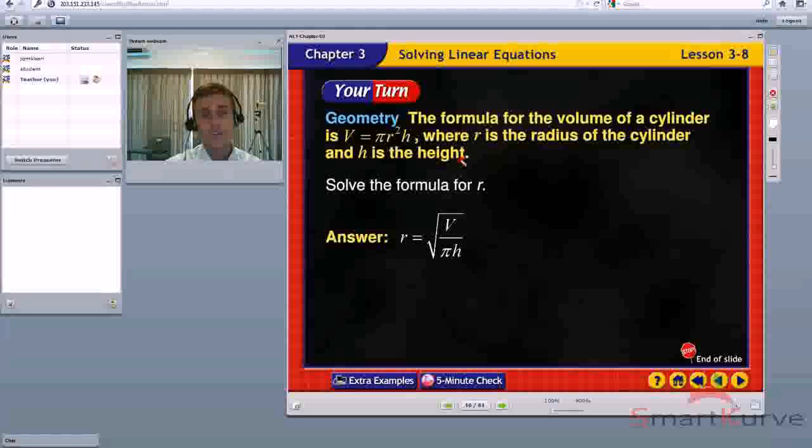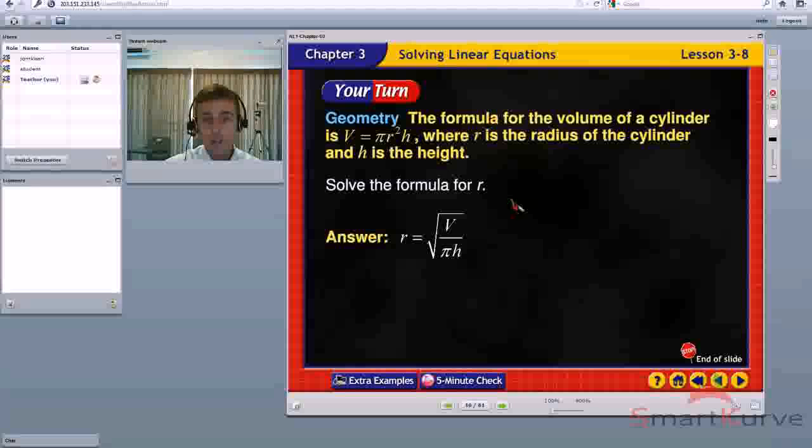The formula for the volume of a cylinder is V equals pi r squared h, where r is the radius of the cylinder and h is the height. Solve the formula for r. If you just want to know what the radius is, the original equation is V equals pi r squared h. We're just trying to find r.